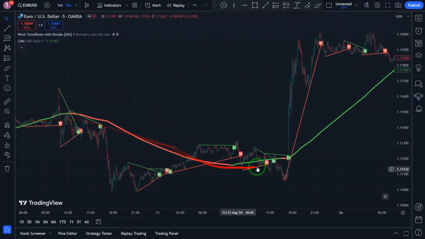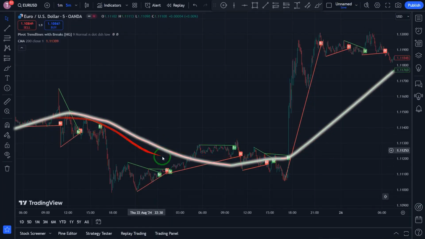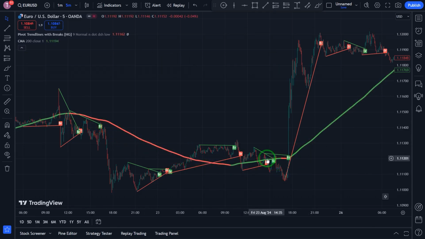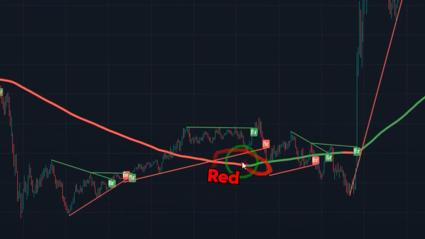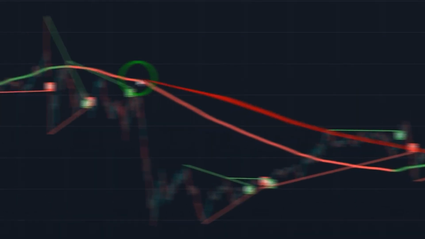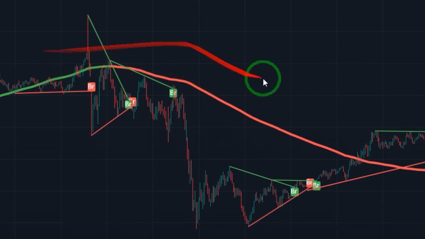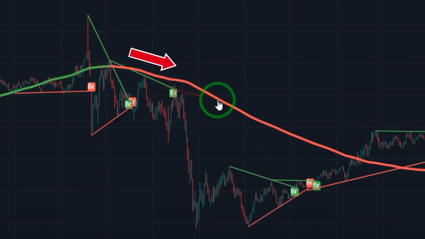This indicator consists of a line that allows us to determine the overall market trend at various points. When this indicator changes from red to green, we understand that our downward trend has turned upward. Conversely, when this indicator changes from green to red, we realize that our trend has shifted from upward to downward.